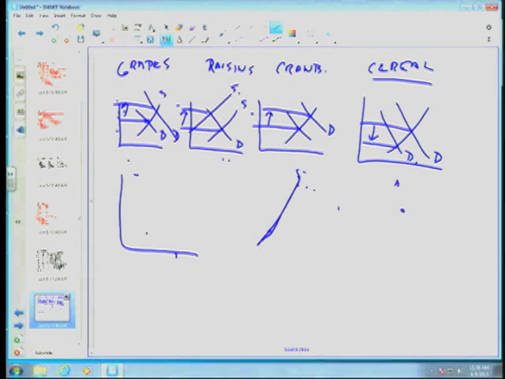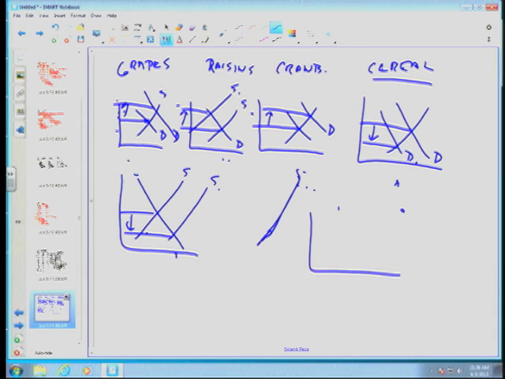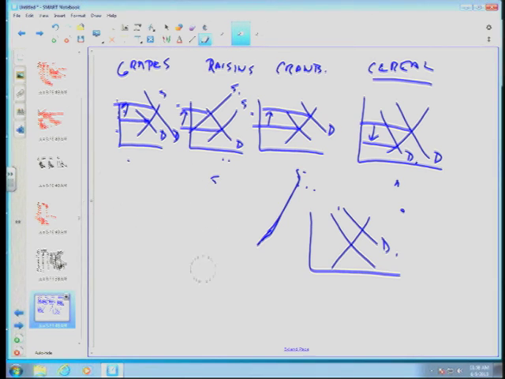If supply increases, what will happen to price? Supply shifts out, price falls. This good becomes more popular. What's going to happen to the price? It's going to go up. Demand will shift out. Price will go up. What else? Let's see.